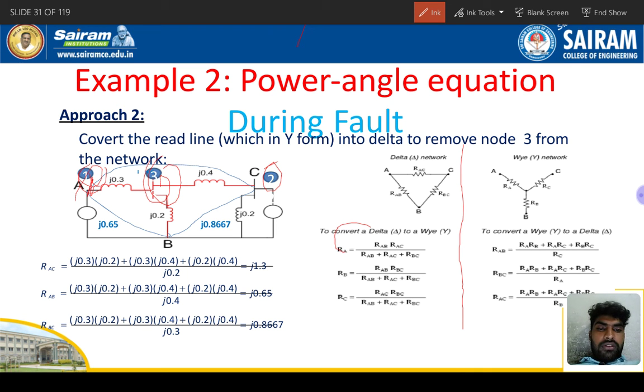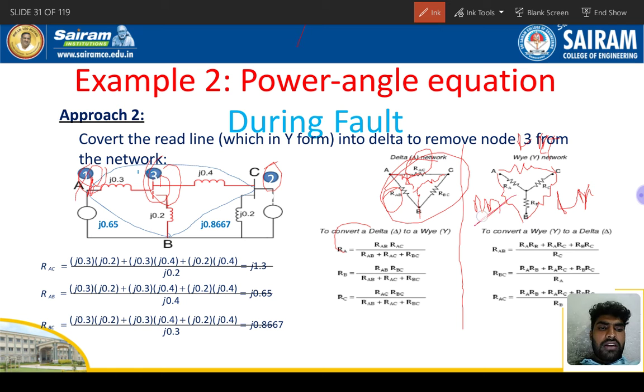See here, if you want to calculate RA, I'll just draw like this. Here resistance, here resistance, here resistance. It looks like a star. So if you want to calculate RA, this is RA I'll take. RA is equal to what? This into this divided by the total, right? Now I'll draw the delta here. This one is RAC, this one is RAB, and this one is RBC, and this one is RAC, right?